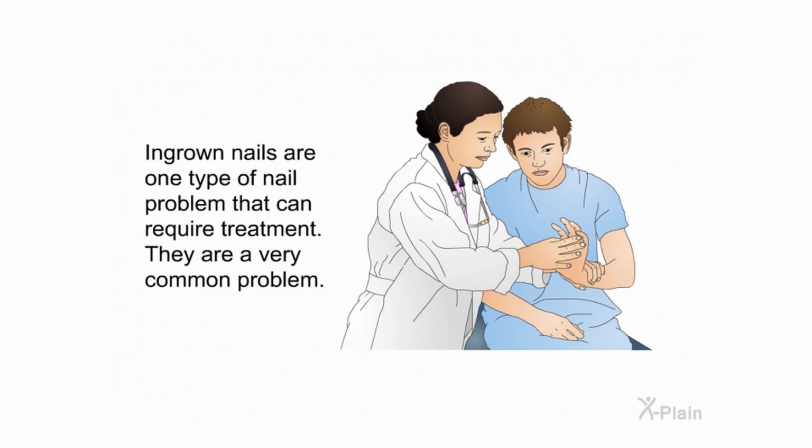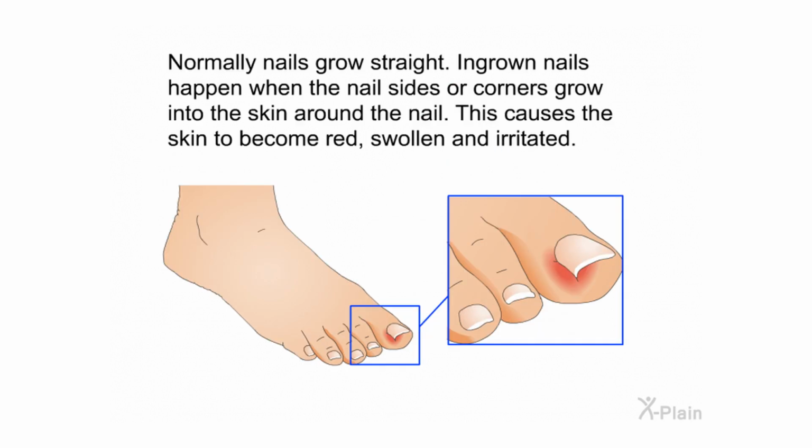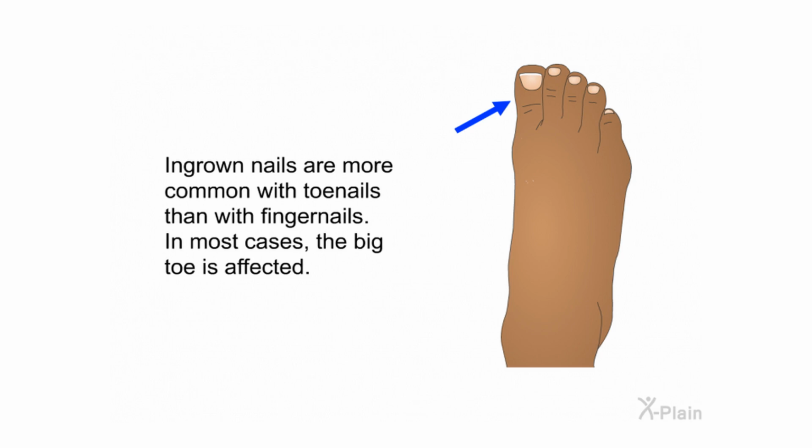Ingrown nails. Ingrown nails are one type of nail problem that can require treatment. They are a very common problem. Normally, nails grow straight. Ingrown nails happen when the nail sides or corners grow into the skin around the nail. This causes the skin to become red, swollen, and irritated. Ingrown nails are more common with toenails than with fingernails. In most cases, the big toe is affected.